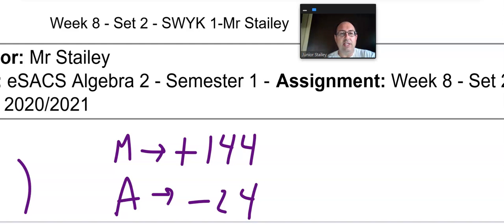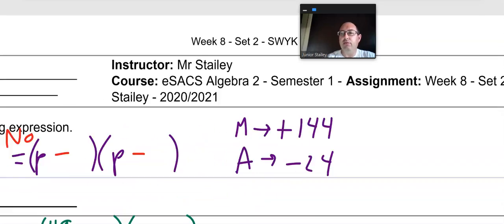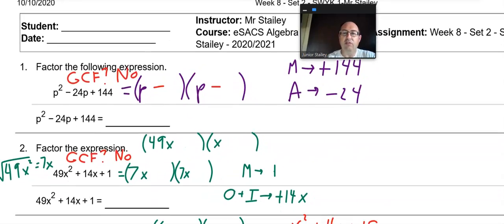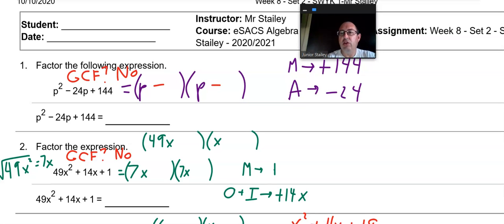Week 8, Set 2, SWYK 1. Alright, a lot of stuff here to go through. Hopefully we'll get this done in 7 minutes. Always looking for that GCF to see if there's a GCF. Answer in this case, nope.